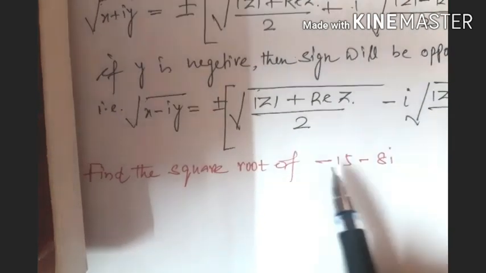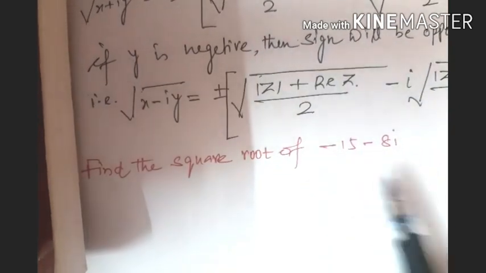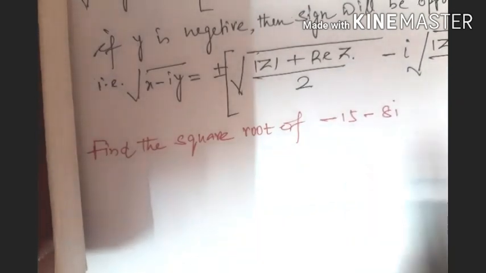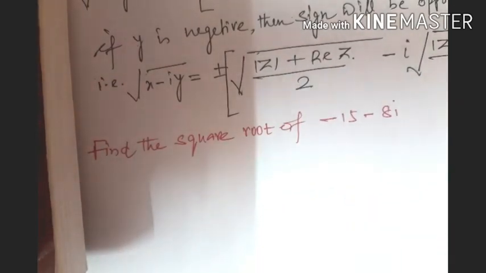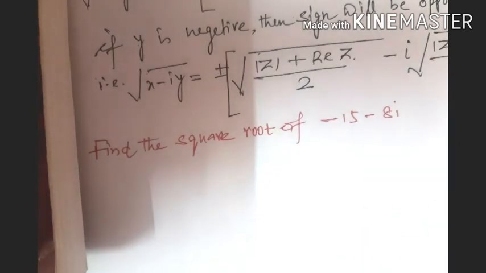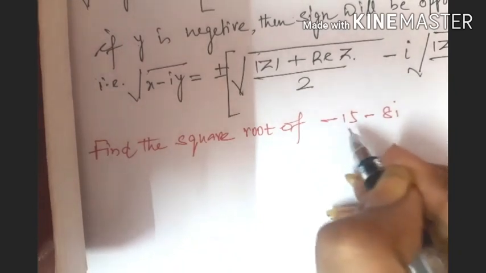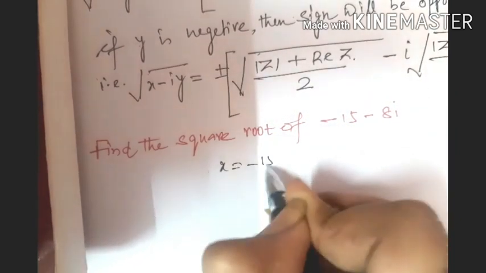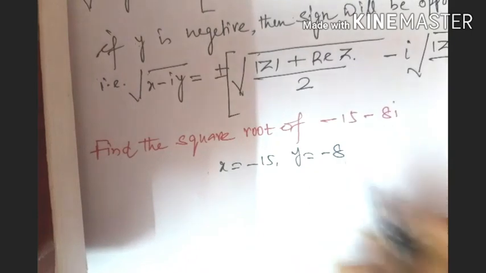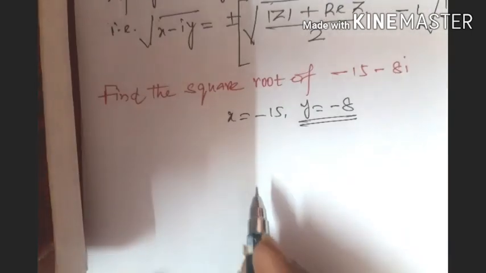So we have taken the same question first, to show you that the answer will be the same by using this shortcut method, which is a very useful method. In a very short time we can find the square root. So here x equals minus 15 and y equals minus 8. As y is negative, the second condition will be applied here.